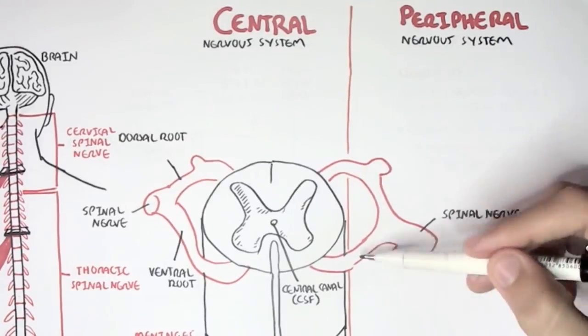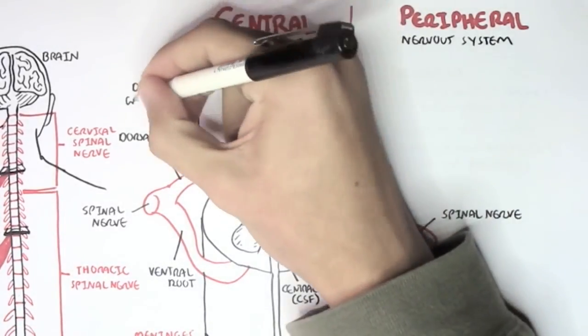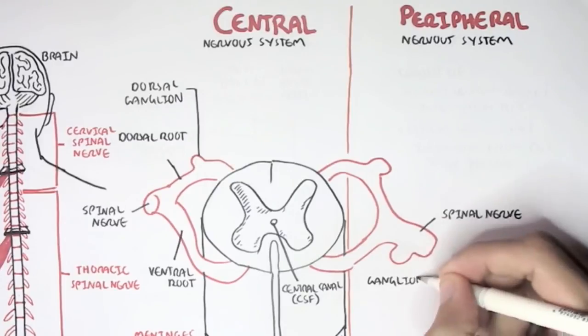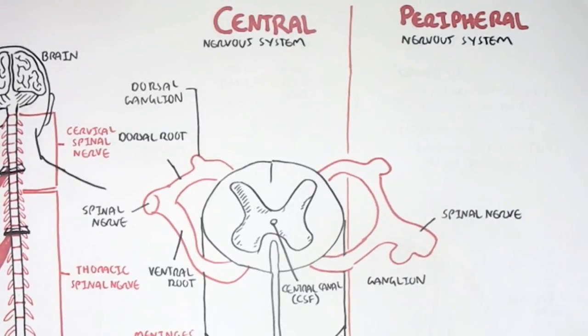The dorsal root contains also a dorsal ganglion. We can also have another ganglion here, which we will discuss later on. A ganglion is basically a location where synapses can occur and also where cell bodies are located. It's basically bundles of neurons.